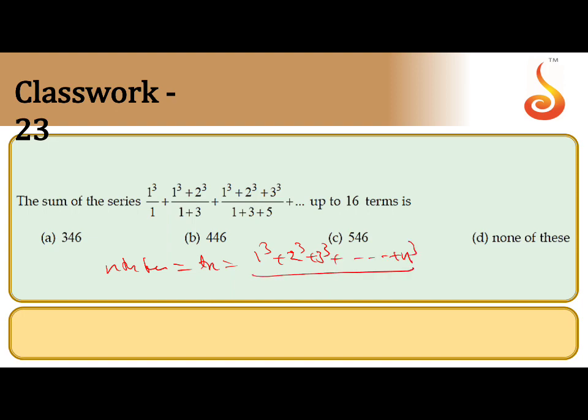So in the denominator also there are terms: first term one term, second term two terms, third term three terms, like that. So 1 plus 3 plus 5 up to n terms comes here. So what is the numerator? Sigma n cube. We have a formula for sigma n cube: n square into n plus 1 whole square by 4. And the denominator is the sum of odd natural numbers, 1 plus 3 plus 5. The sum of odd natural numbers is n square.